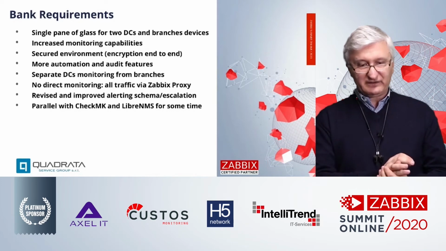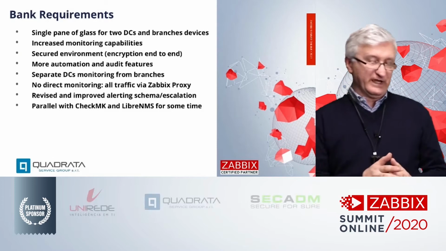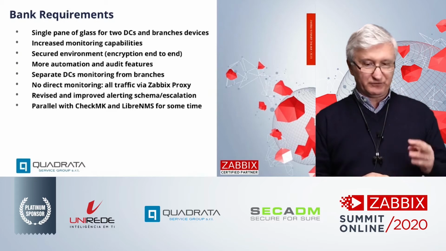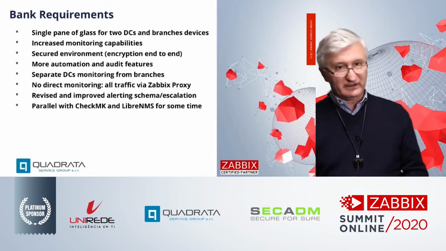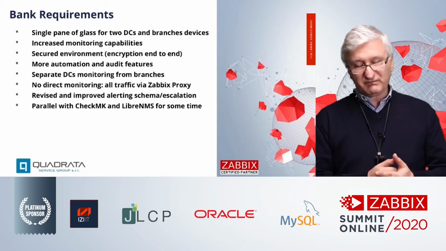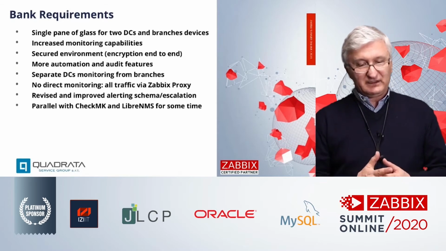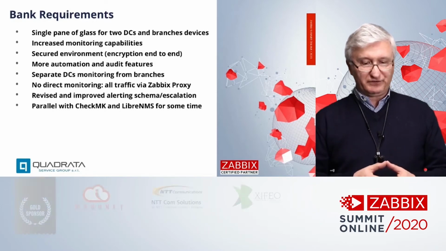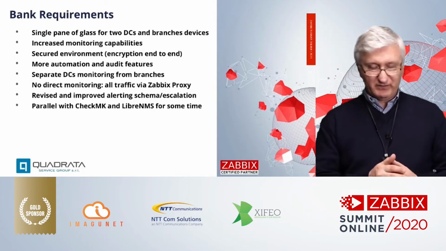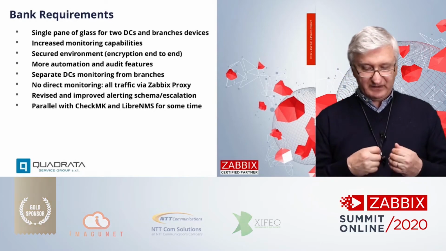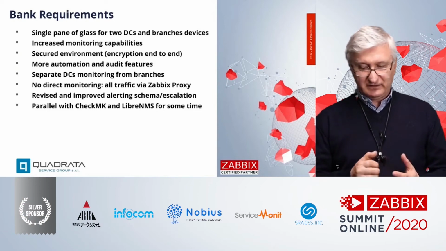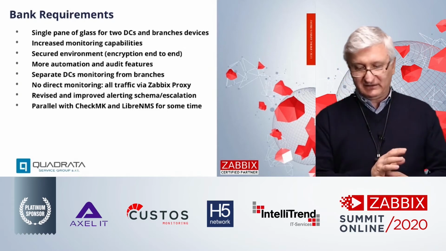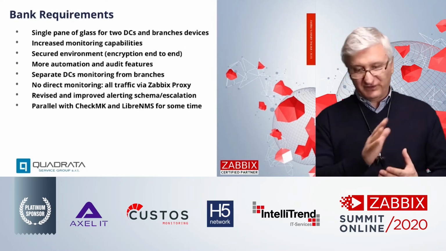Then we analyzed the bank requirements. The requirements were, of course, having a single pane of glass for the data center. In this bank, we have 2 data centers and more than 1,500 branches. An increased monitoring capability, a secured environment, and mainly more automation, because one of the requirements was to have a monitoring environment that is audited, in which each modification could be addressed to some people.